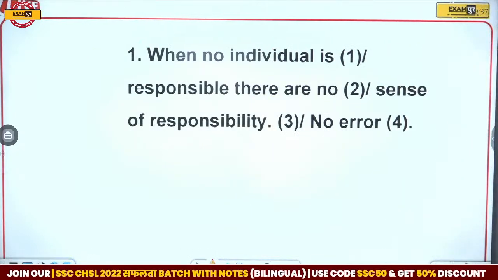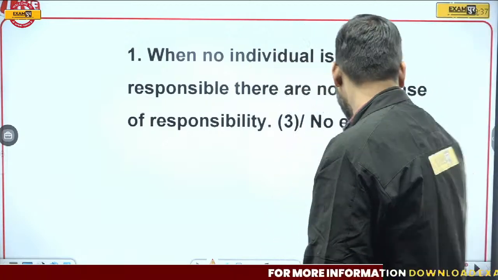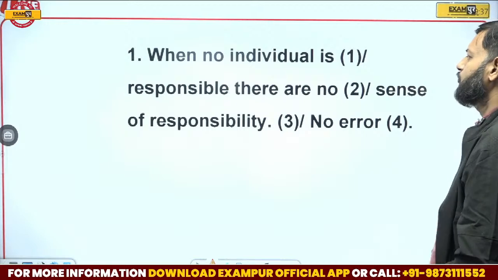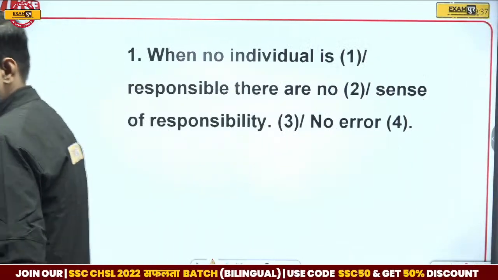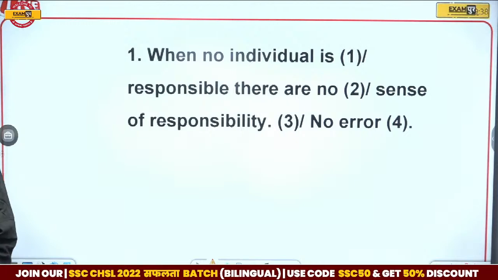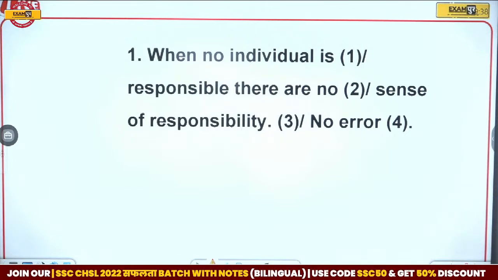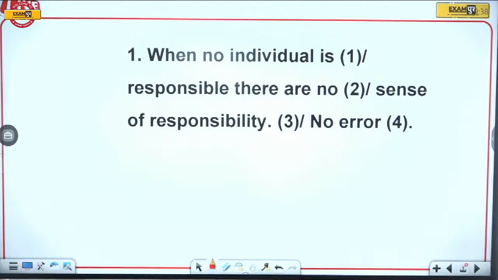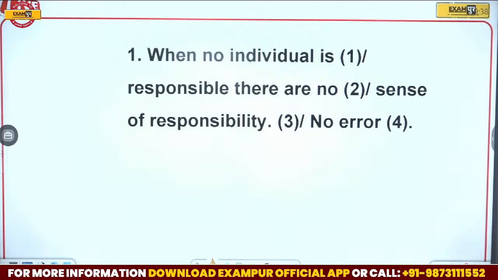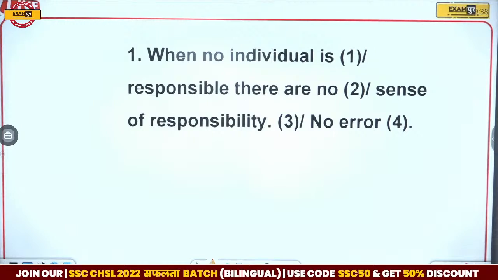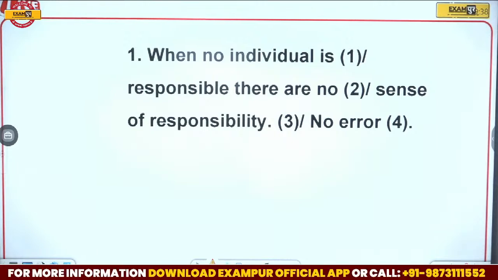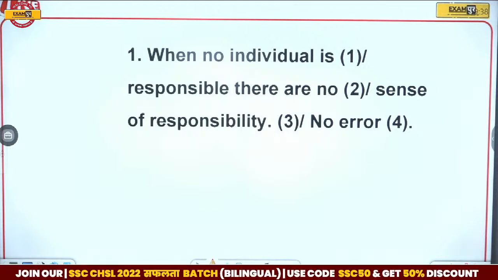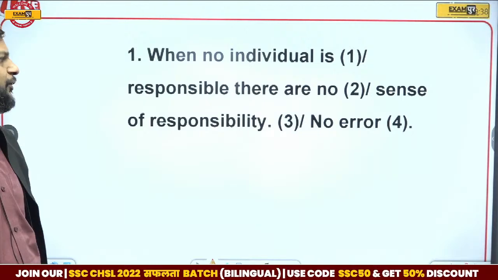When no individual is responsible, there are no sense of responsibility. So this is the first question. What is the error in this sentence?